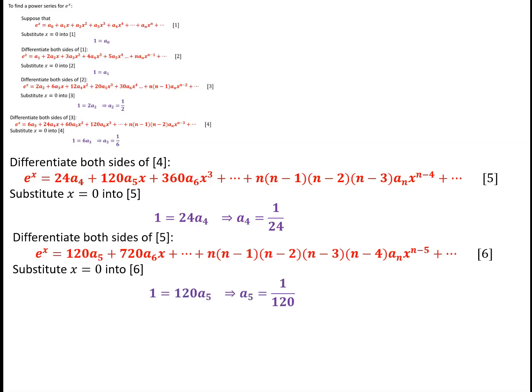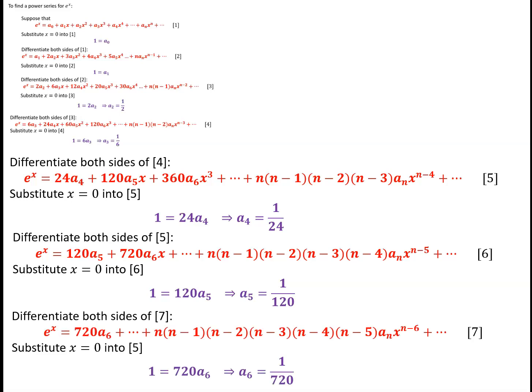Differentiating now both sides of equation 5, I'm going to get e^x is 120a5 + 720a6x, etc. Substituting x equals 0 into equation 6, we've now got 1 is 120 times a5. In other words, a5 is 1 over 120.